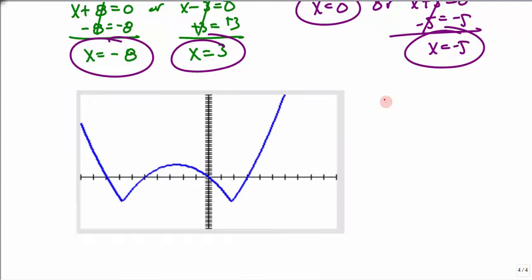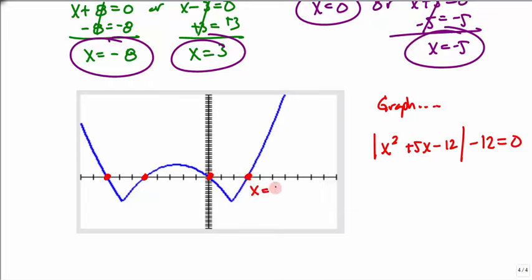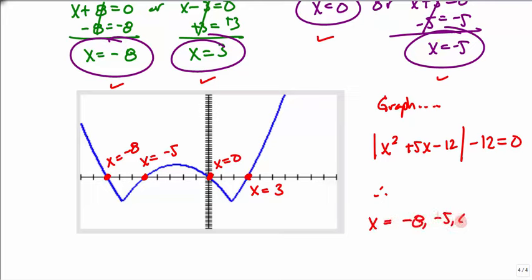Now remember, when I'm graphing this, I'm graphing the absolute value of x squared plus 5x minus 12, close the absolute value, subtract the 12, and make sure it's set equal to 0. So here's my 4 solutions. Here's x equals 3, x equals 0, x equals negative 5, and x equals negative 8. So you can see that each of my 4 solutions up here have been verified. So therefore my solution is x equals negative 8, negative 5, 0, and 3.